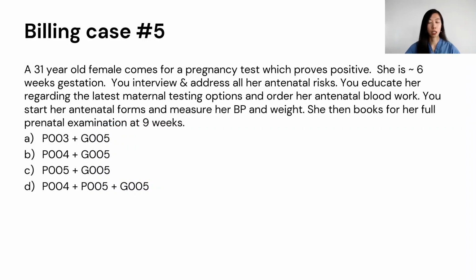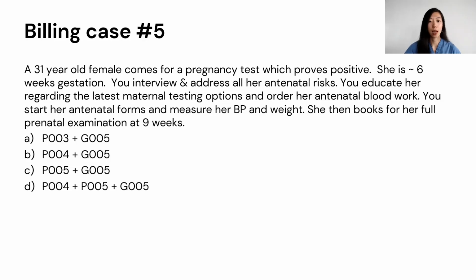Okay, longer case number 5. A 31-year-old female comes in with a positive pregnancy test. She is 6 weeks gestational age, and you interview her and ask about all of her antenatal risks. You educate her regarding the latest maternal testing options, and then you order her antenatal blood work. You decide to start her antenatal forms, and you measure her blood pressure and her weight. She then books for her full prenatal examination at 9 weeks. So pause the video, do your Control-F on your SGFP document to see what you think the answer would be.